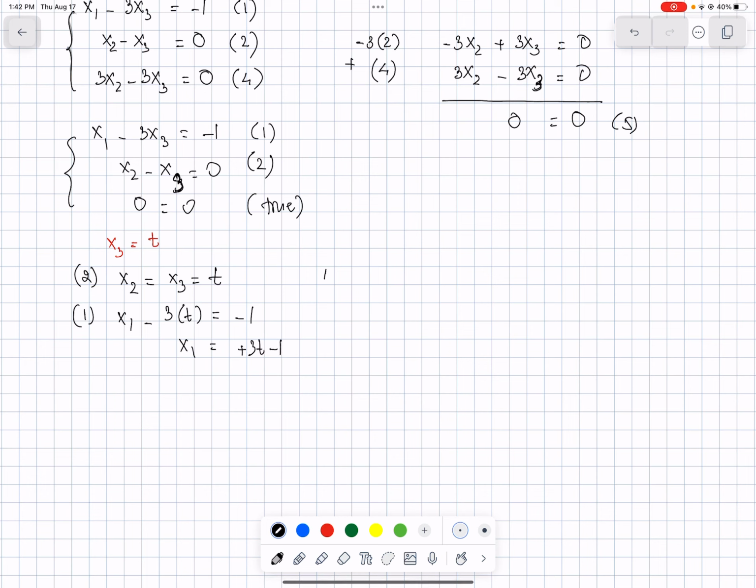Okay, so t will be any real number. And in order for us to get a specific solution, you just plug in t to be anything, any number you want, to find a specific solution.